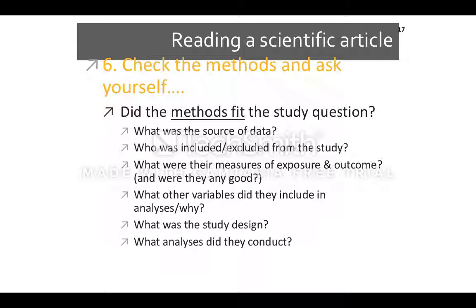So for example, if the methods section says that the authors did a cross-sectional survey, you now know that this research study is not going to be powered to describe cause and effect because it's cross-sectional. And cross-sectional research, by definition, just provides a snapshot of a moment in time. It doesn't speak to cause and effect.